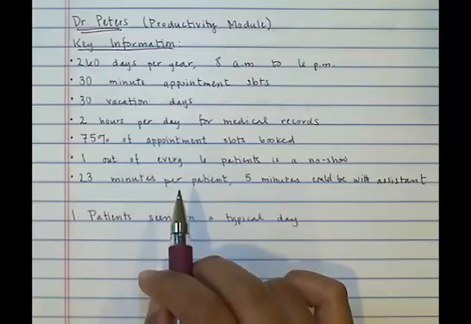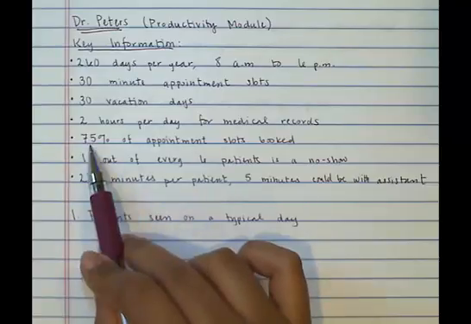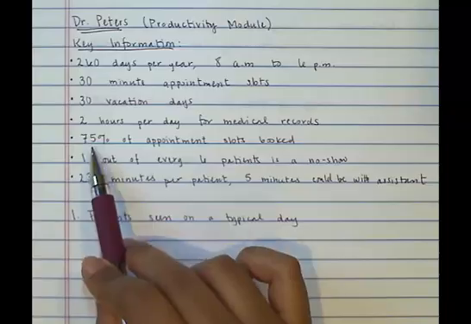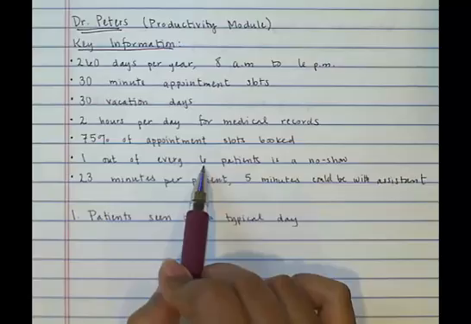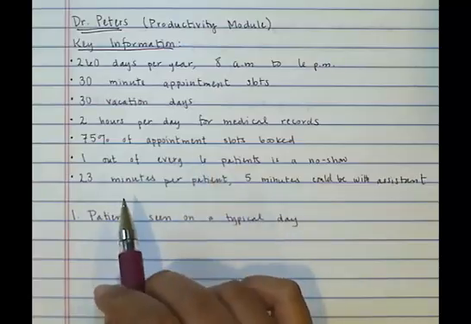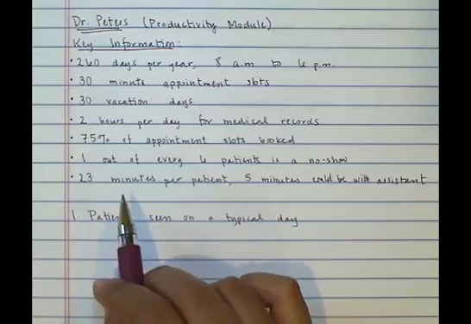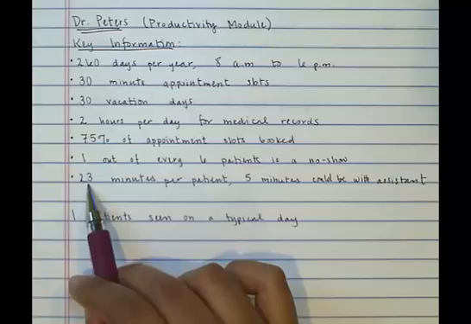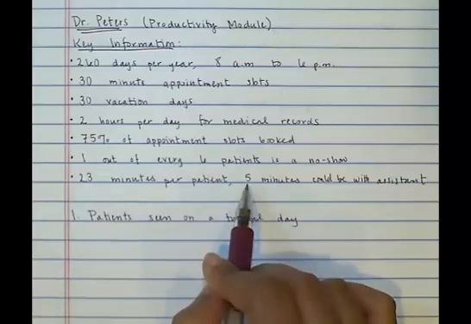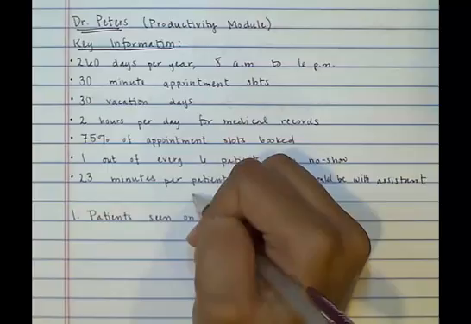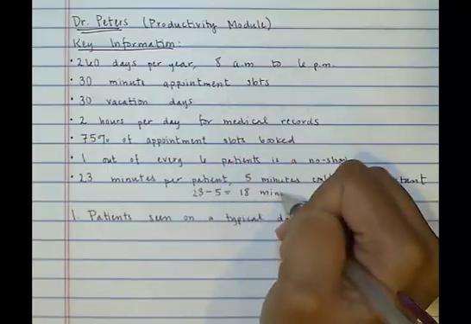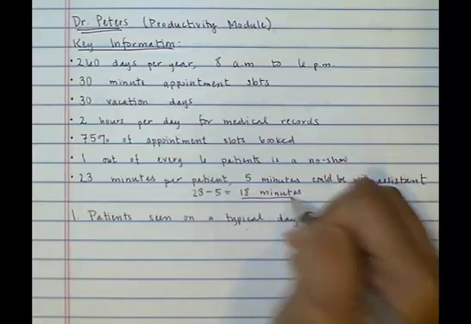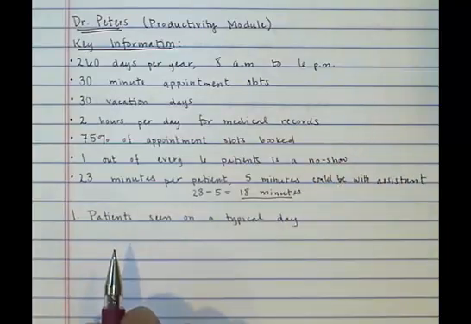We are also told that 75% of Dr. Peters' appointment slots are booked. Out of all of the patients he sees, 1 out of every 6 patients is a no-show. This means that 1 out of every 6 booked appointment slots is wasted. Finally, we are told that Dr. Peters spends 23 minutes with each patient, not the full 30 minutes. However, 5 minutes could be done by an assistant. So that means that 18 minutes, 23 minus 5, are actually productive for every patient that he sees.